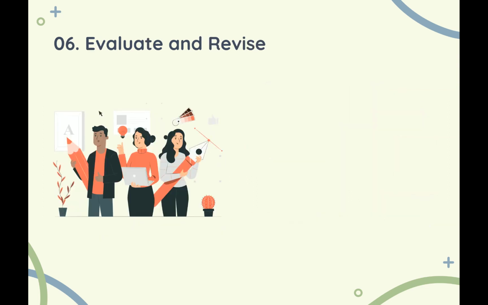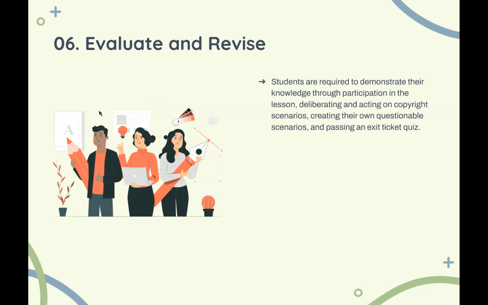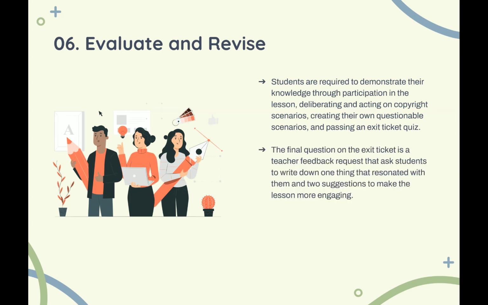Number 6, evaluate and revise. Students are going to be required to demonstrate their knowledge through participation in the lesson. They're going to deliberate and act on those copyright scenarios. They're going to create their own scenarios and pass an exit ticket quiz. The final question on the exit ticket helps me. It's a teacher feedback request that asks students to write down one thing that resonated with them and 2 suggestions to make the lesson more engaging.